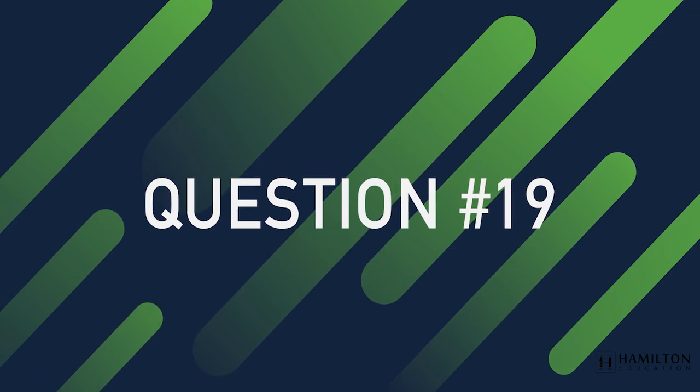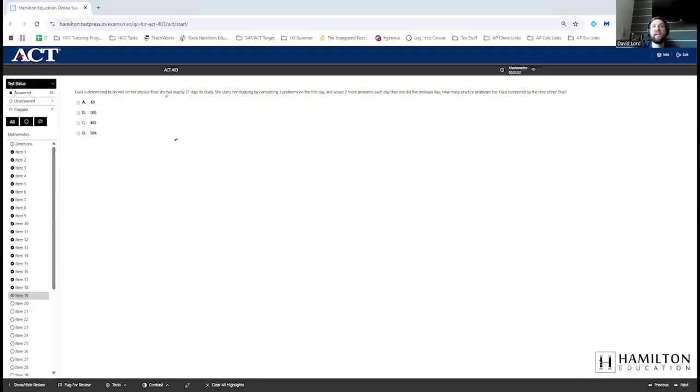It's a multiple choice test, and this question said, what is the value for x? Question 19. Kira has returned to do well in her physics final. She has exactly 21 days to study. She starts studying by completing 3 problems on the first day, and solves 2 more on each one. So first, the days and the problems. Day 1, she had 3. Day 2, she did 2 more, so she's at 5. Day 3 would be 7. That's called recursion, by the way, where you use a pattern to figure out what the next one would be. How many problems will she have completed by the time of her final?